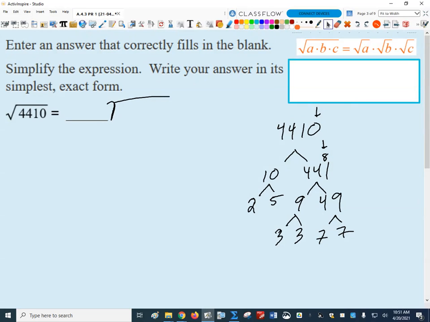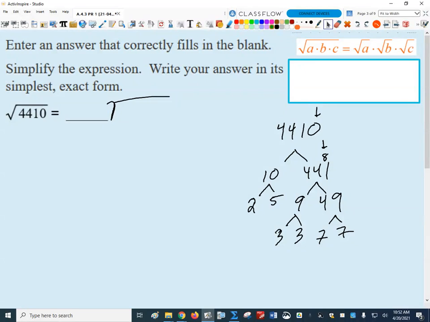We've got this 4,410 that we've broken up into all these factors. Well, let's write this 4,410 as a product of all these prime factors. So what do I end up with? A 2 times a 5 times a 3 times a 3 times a 7 times a 7, right?